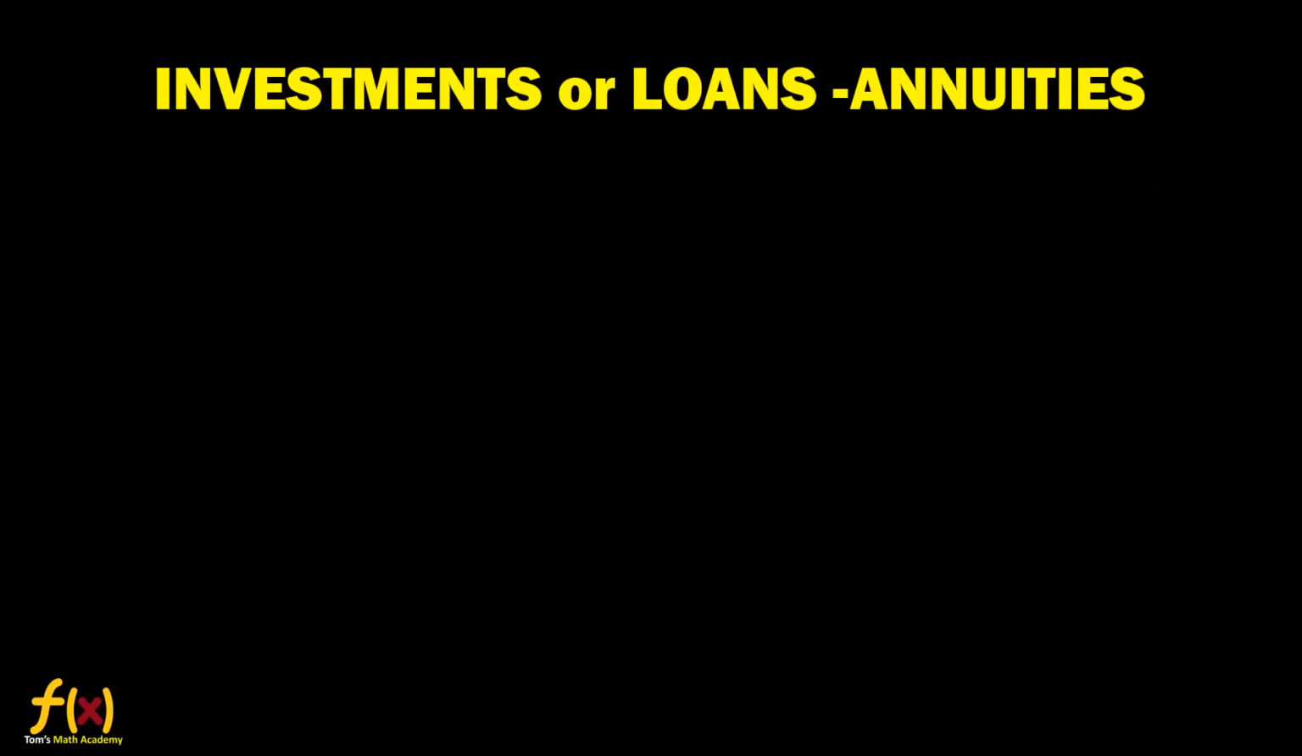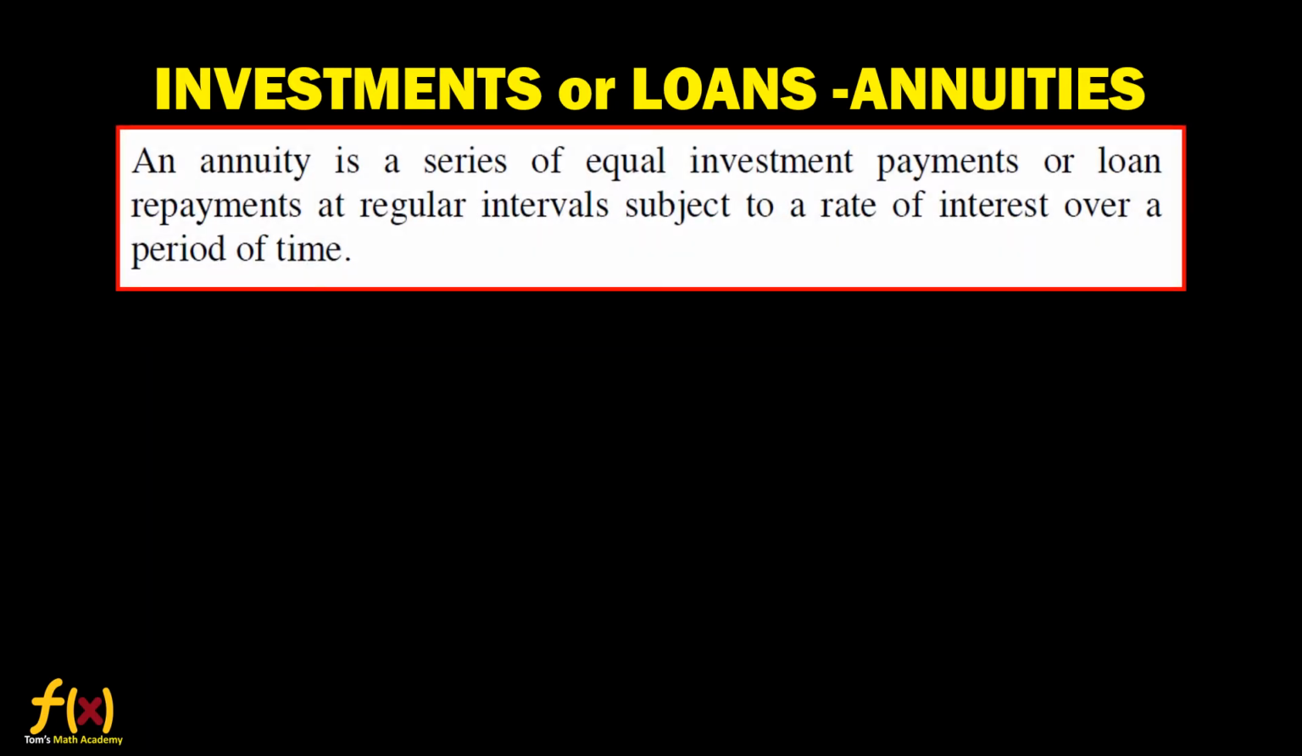Investments or loans, annuities. Annuities is a series of equal payments. It can be an investment or a loan repayment at regular intervals. That is what is meant by annuity. We have future value annuity and present value annuity. Let us learn future value annuity now.